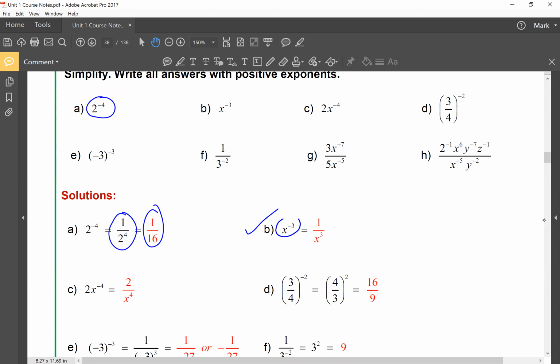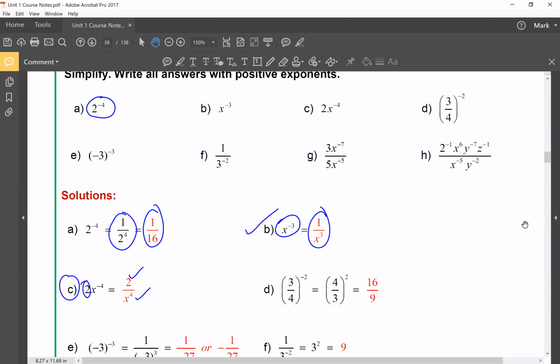B, nice and easy, x to the -3. I could flip it and write it as 1 over x to the 3. C, same thing. Keep in mind with C that the 2 is not involved with the -4, so the 2 stays. The x goes to the bottom and becomes positive. I'm explaining this over and over, but I think if you practice this, it'll hopefully make more sense.